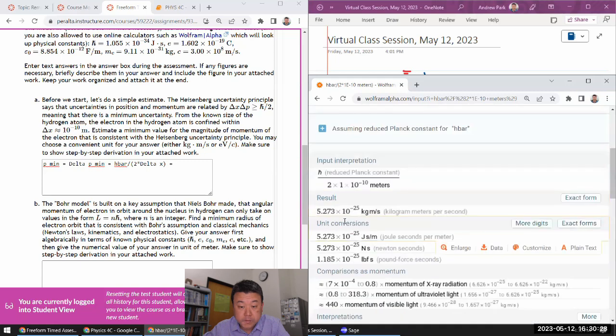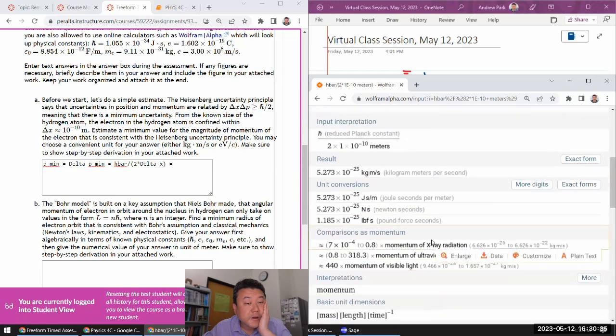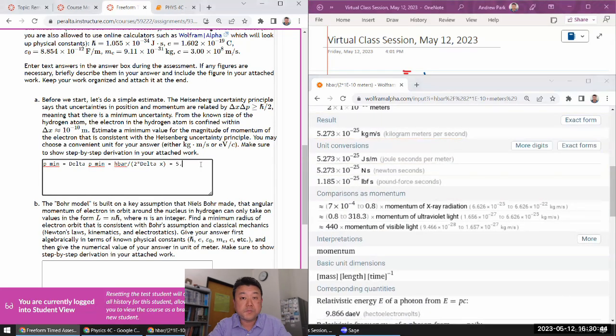So we have momentum. I guess it's kind of hard to say. I think the most convenient unit is the basic SI unit, so 5.273 E minus 15 kilogram times meter per second. I don't know if you can make sense of that. For most of us, we don't really have number sense for numbers that small.